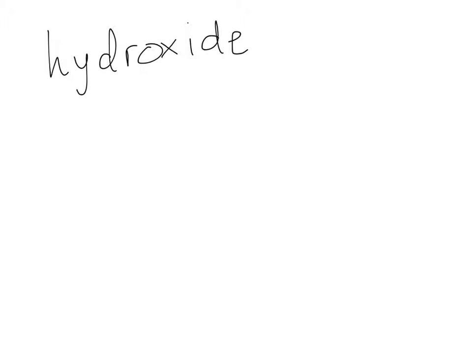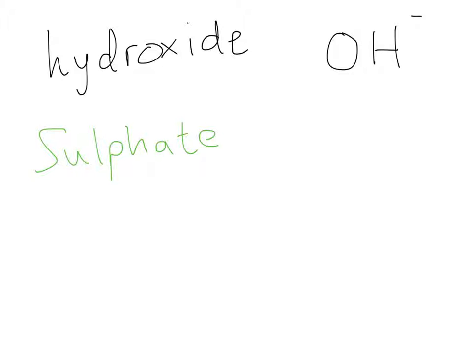Some ions aren't just single elements, some ions are compound ions. That means that our ion is made up of multiple elements. There are 4 that we need to know. The first is the hydroxide ion. Its formula is OH and it has a charge of 1 minus. So we put a little negative charge up there. The second one we need to know is the sulfate ion. This is SO4 and it has a charge of 2 minus.